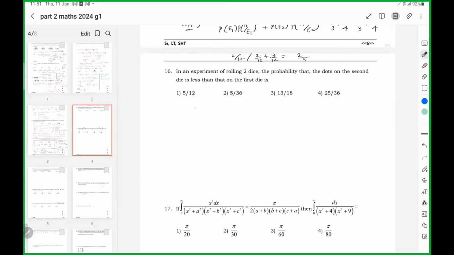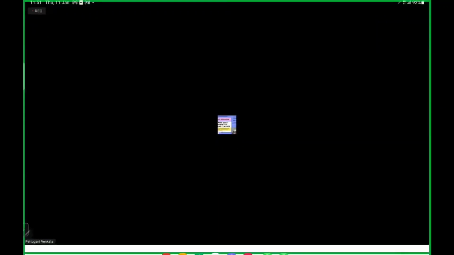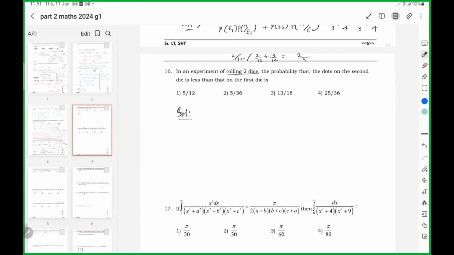In an experiment, two dice are rolled. Sample space will be 1 1, 1 2, 1 6, 2 1, 2 6, 6 1, 6 2, 6 6. Sample space contains 36 elements.